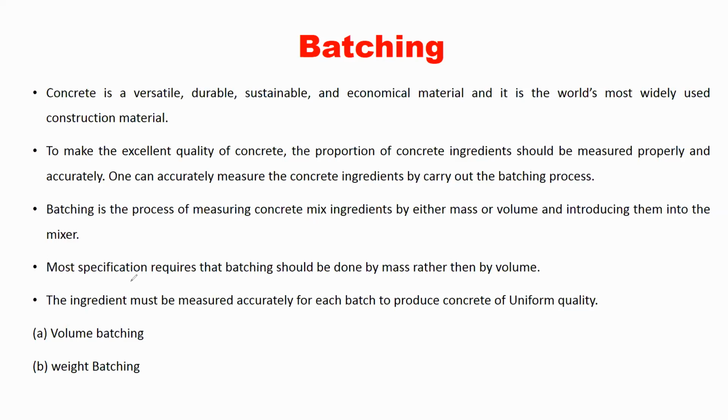If you are taking the ingredients by volume, it means that you are taking them in volume, like meter cube. You can measure it in meter cube, or you can use the gamels. So 1 gamel of cement, then 2 gamels of fine aggregate, and 4 gamels of coarse aggregate. Or you can measure it by meter cube if you have those boxes, like 1 meter cube of cement, 2 meter cube of fine aggregate, and 4 meter cube of coarse aggregate. So by this way also you can measure.